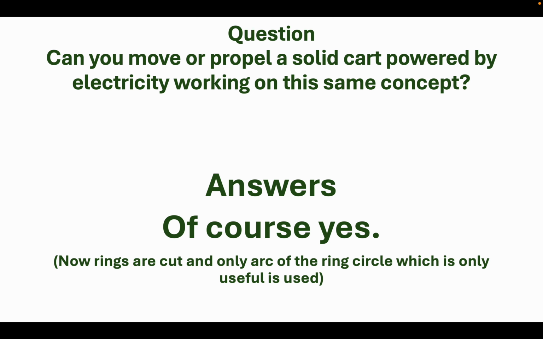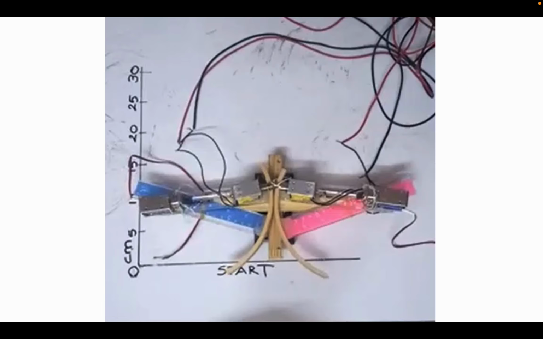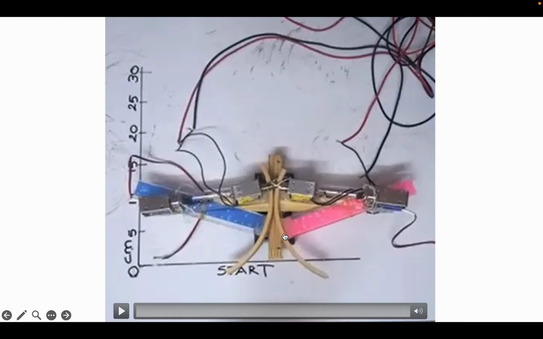Now, to manage the force, to manage the momentum, I have cut down the circle and used only the part of the circle, the arc, which is really required in this mechanism. And the rings become like this. It becomes a rotor. After starting the rotor in this center, it becomes like this.